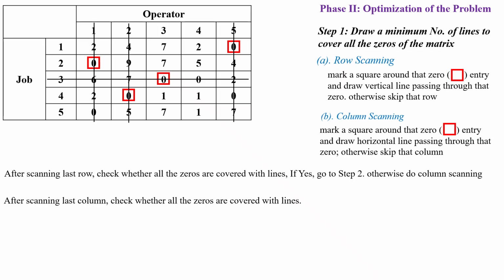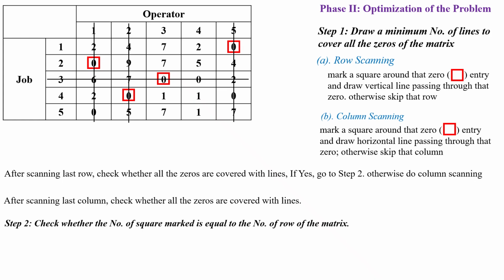After scanning the last column, check whether all the zeros are covered with the lines. Here, all the zeros are covered with the lines. So next we have to go for step 2. Step 2 is to check whether the number of squares marked is equal to the number of rows of the matrix. Here the number of squares marked is 1, 2, 3 and 4, and the number of rows is 5. So the number of square marked zeros is not equal to the number of rows. Then I have to go for step 3.